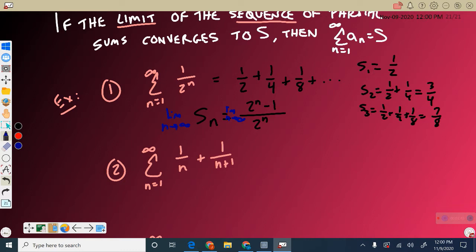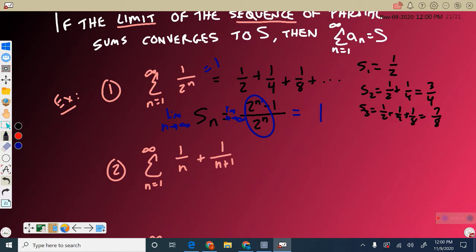Well, you have the exact same power on top and bottom. When exponents are the same, you divide the coefficients, and they're the exact same, so your value is just 1. That means the partial sum limit is 1, which means this whole series is equal to 1. A little bit tricky, but that's how it's going to look.